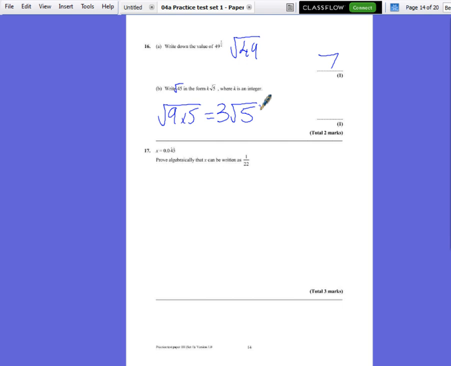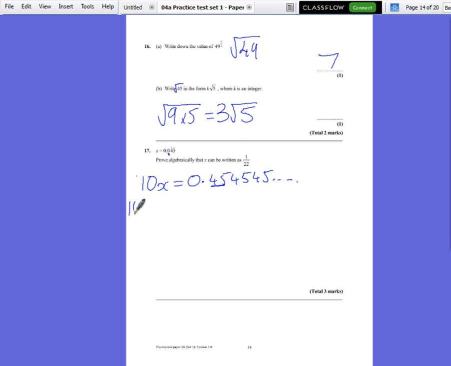Question 17. Prove algebraically that 0.045 recurring can be simplified to 1 over 22. Well, to find a fraction from a decimal, we want two decimals that have the same decimal places. So at the minute we've got a 0 there, which we don't want. So first of all I'm going to times it by 10 to give me 0.45 recurring. And then I'm going to times that by 100 to get these two digits over to the other side.